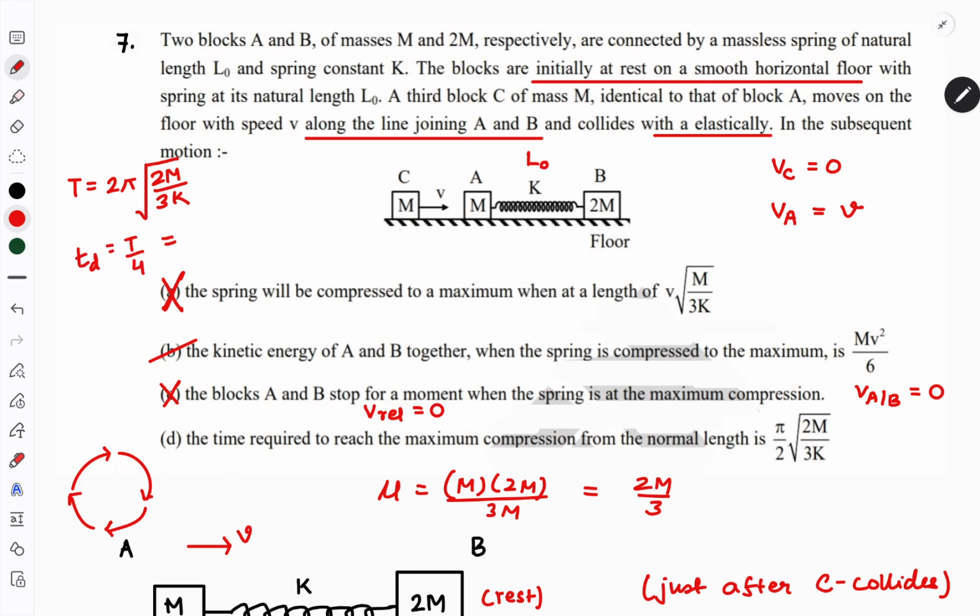So if we divide this by 4, we get pi by 2 root under 2m by 3k, which is matching with this alternative, and hence option D is also correct. So we can say for this particular problem, alternatives B and D are correct.